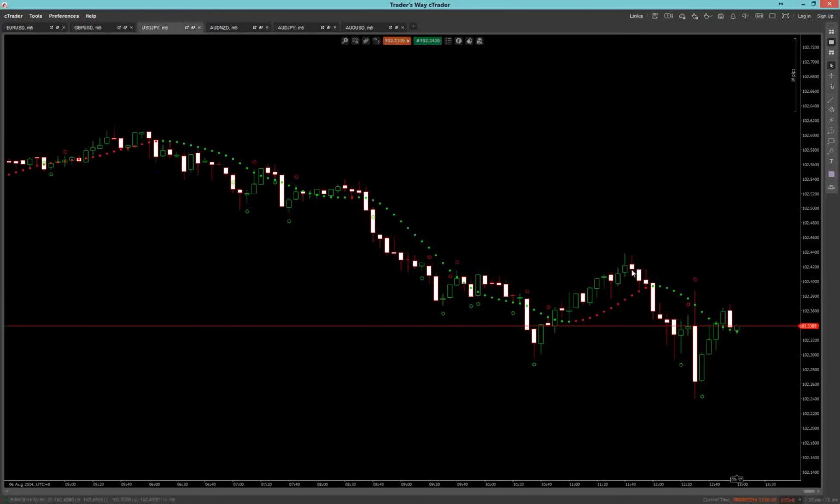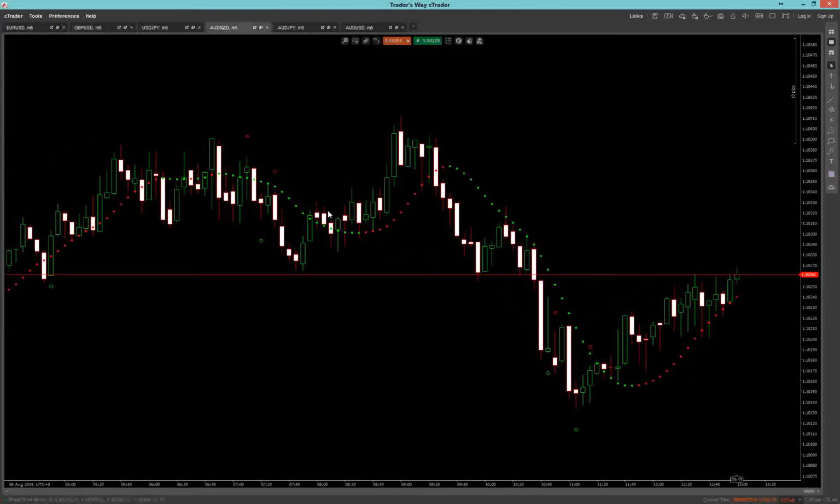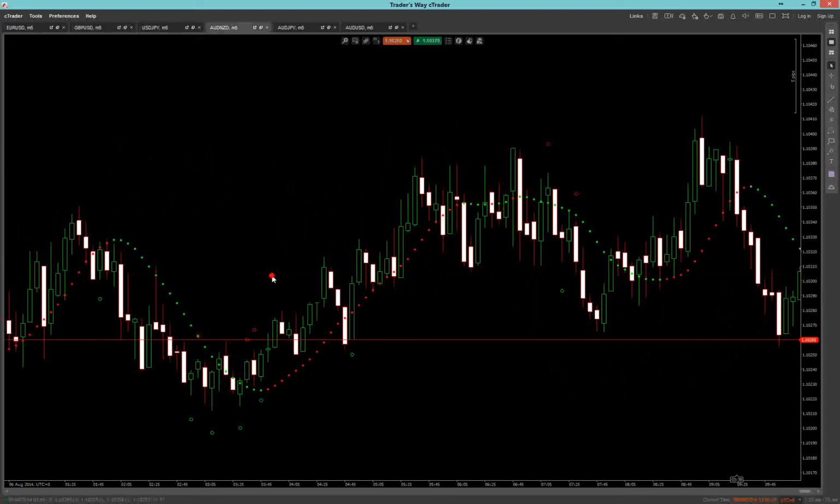Nothing on the red side on this one. Markets are definitely bearish. Let's take a look back a little bit, see if we got anything. This one here didn't qualify. We have a green dot, red flower, and it dropped. Nothing qualifies there.